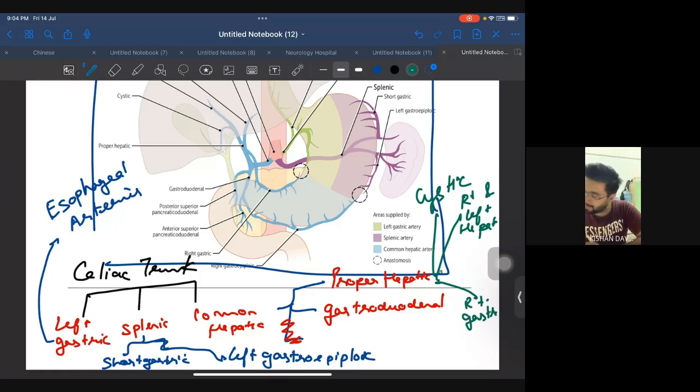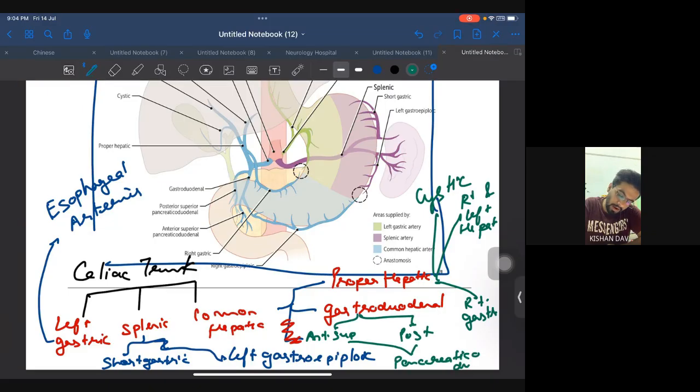Okay. And gastroduodenal will be giving out into anterior superior and posterior superior, and both of them will be doing pancreaticoduodenal artery. Okay. And another thing gastroduodenal will be giving is right gastroepiploic.